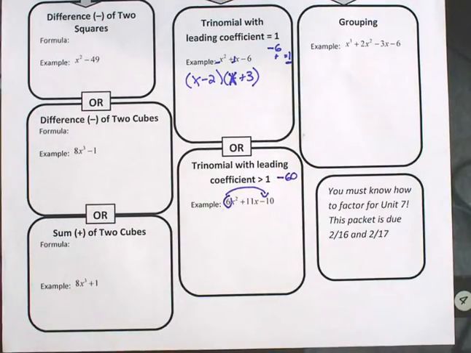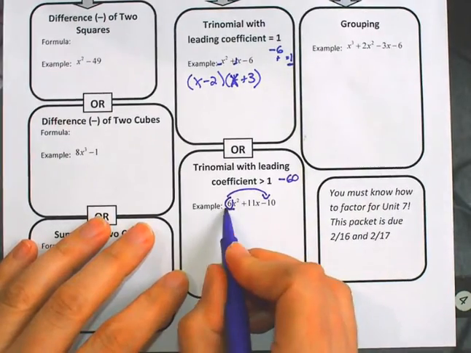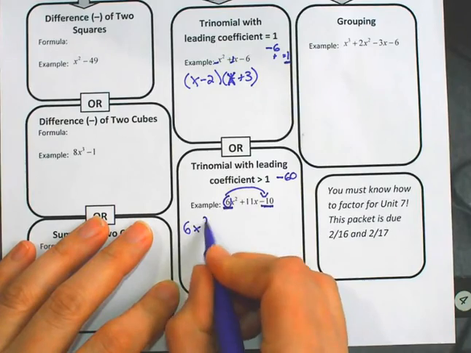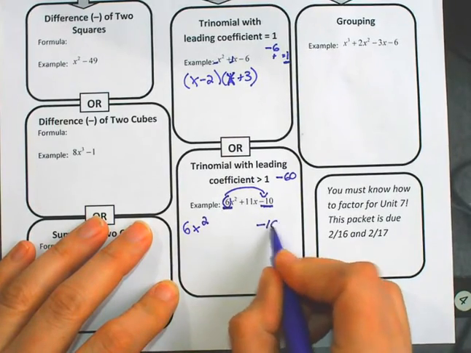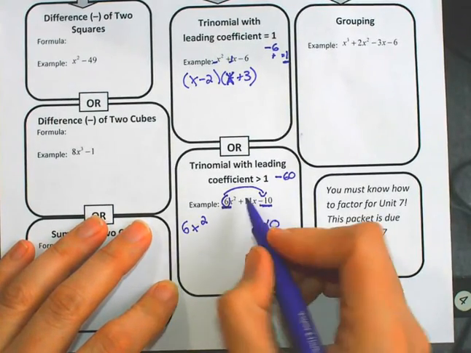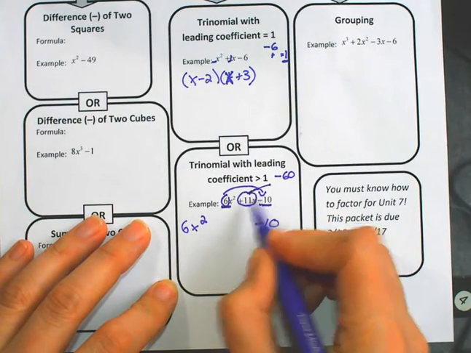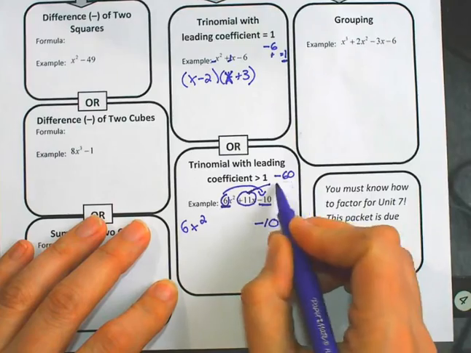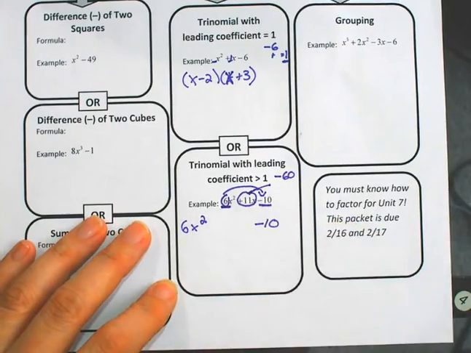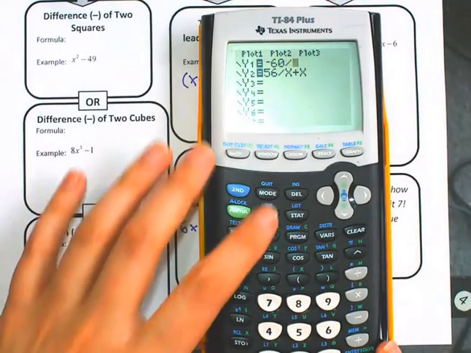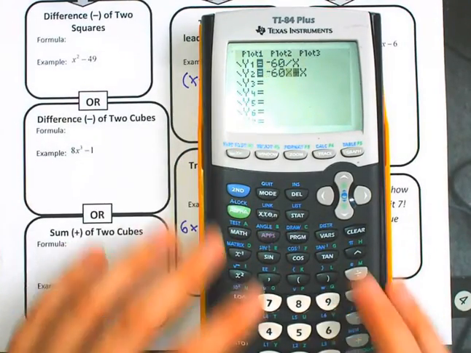All right, the next thing I want you to do is write the first term and the last term. 6x squared minus 10. Those terms aren't going to change. What you're doing, though, is replacing this term, the 11x, with the two factors that we can find. So that goes back to our same thing. We're going to do negative 60, divided by x, plus x.